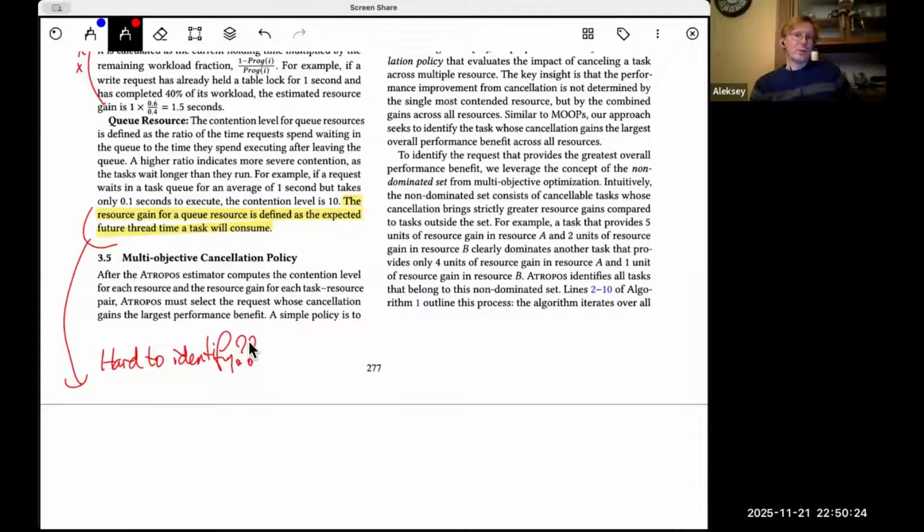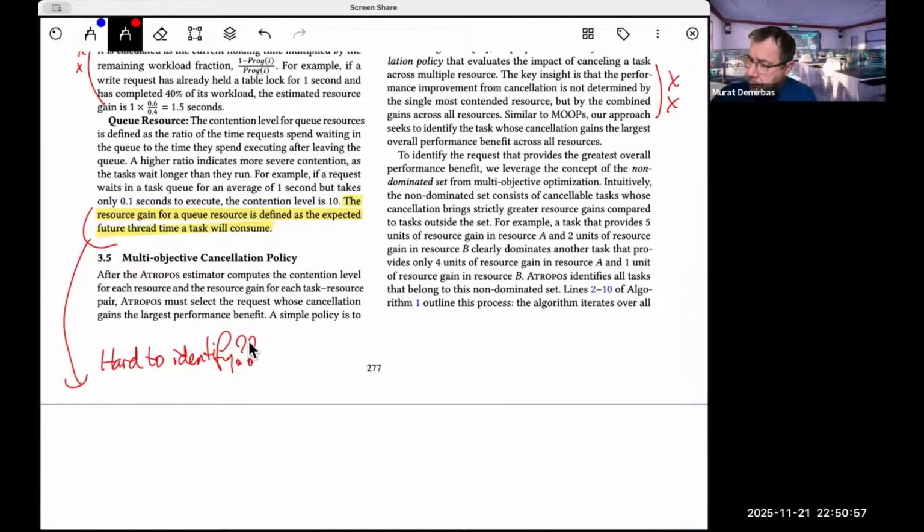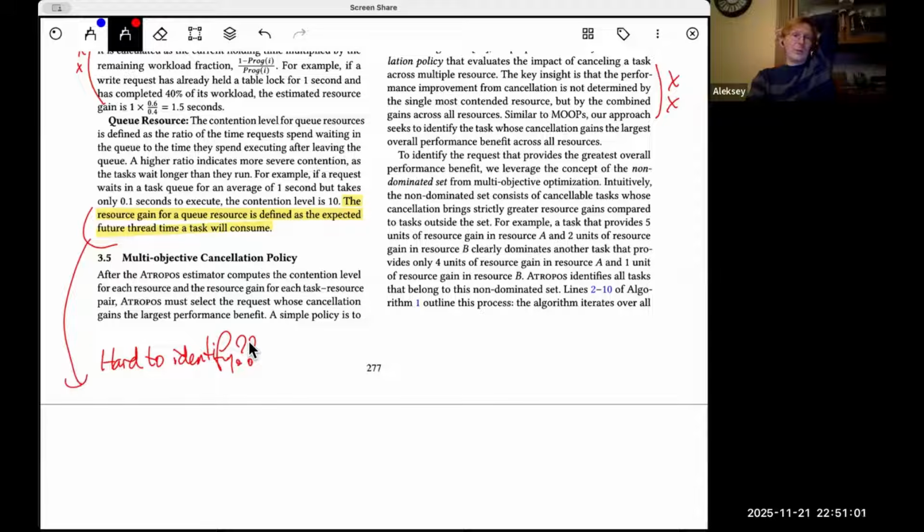The next question is how to identify the optimal request for cancellation. Inspired by multi-objective optimization problems, MOOPs, in operations management, we propose a multi-objective cancellation policy that evaluates the impact of canceling a task across multiple resources. The key insight is that performance improvement from cancellation is not determined by the single most contended resource. See, that would be my naive approach, right? But by the combined, well, I didn't say the most contended, I said the most impactful, but whatever. But by the combined gains across all resources. Similar to MOOPs, our approach seeks to identify the task whose cancellation gains the largest overall performance benefit across all resources.